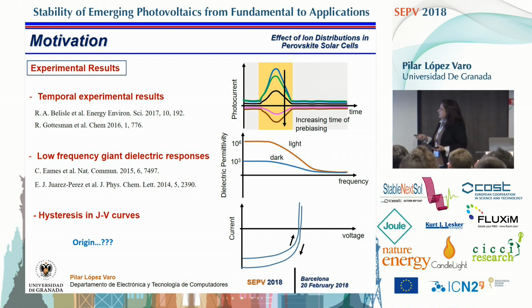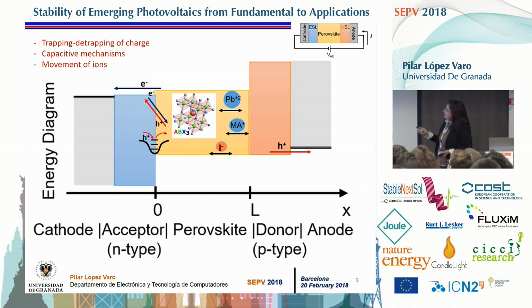We can even see low frequency dielectric responses under dark and under light conditions, and we can observe some hysteresis in current voltage curves. But the point is, what is the origin of these mechanisms? In the literature we can find some explanations. They consider trapping and detrapping mechanisms at the interface, capacitive mechanisms, or the movement of ions.